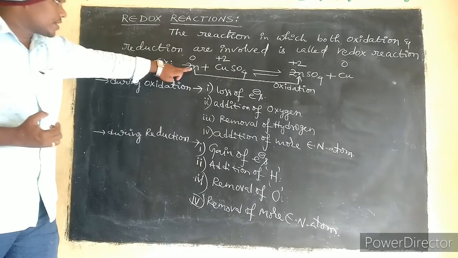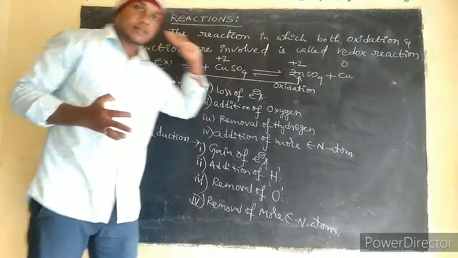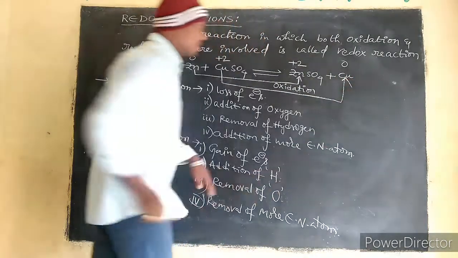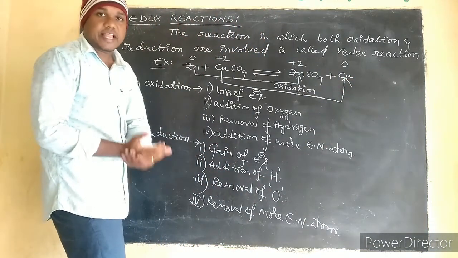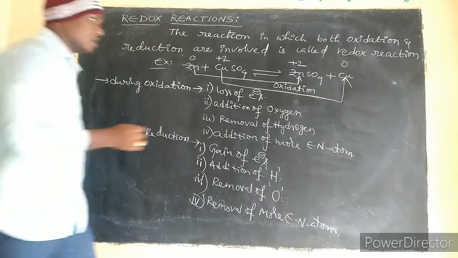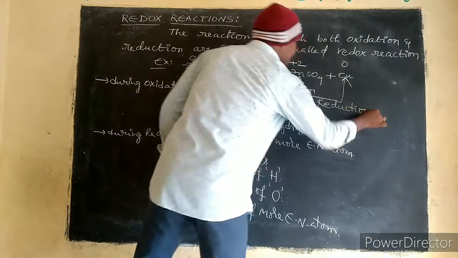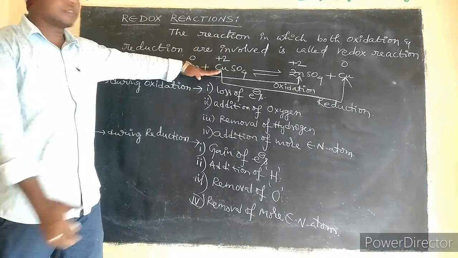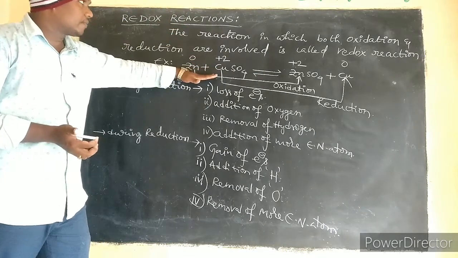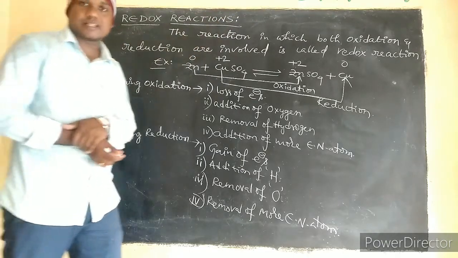Correct? Based on this, zinc loses 2 electrons, 0 to plus 2, that is oxidation, loss of electrons. And here plus 2 to 0 means gain of electrons. Gain of electrons means reduction. So here reduction. Correct? So these types of reactions are the best example for redox reactions. The reaction in which both oxidation and reduction are involved is called a redox reaction.